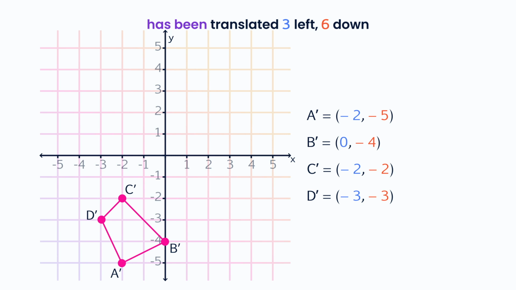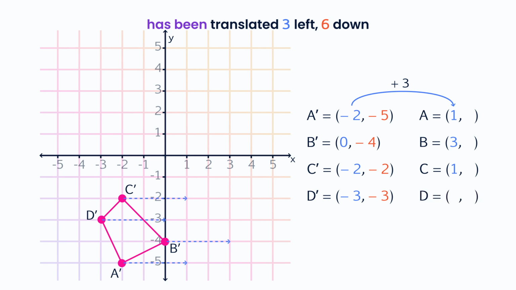Now let's start calculating the x-coordinates of the original quadrilateral, ABCD, by adding 3 to the x-coordinates of the translated quadrilateral. So the x-coordinate of point A is equal to minus 2 plus 3, or 1. The x-coordinate of point B is equal to 0 plus 3, or 3. The x-coordinate of point C is equal to minus 2 plus 3, or 1. And finally, the x-coordinate of point D is equal to minus 3 plus 3, or 0.